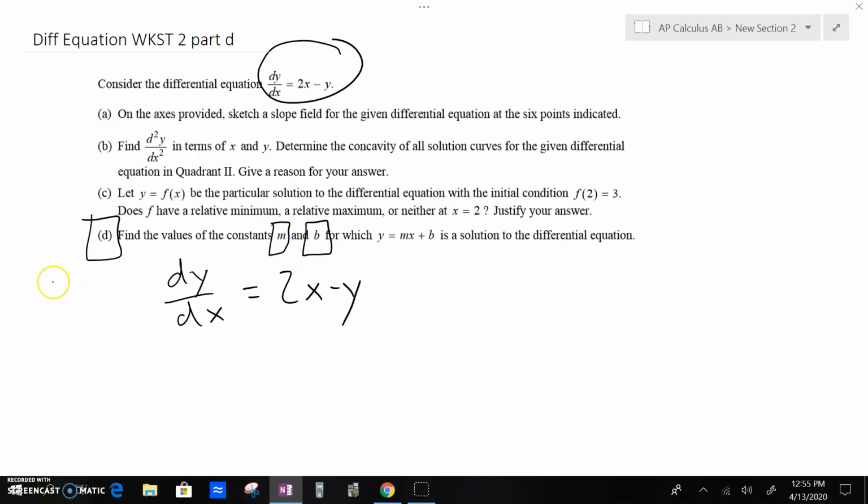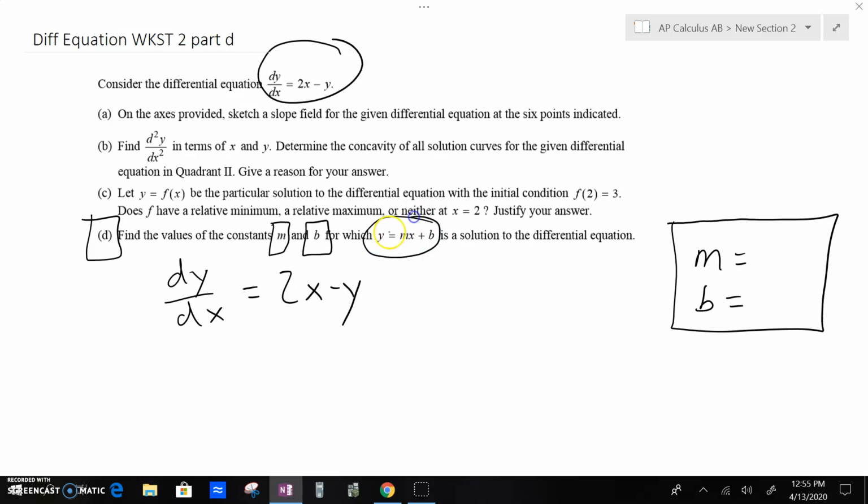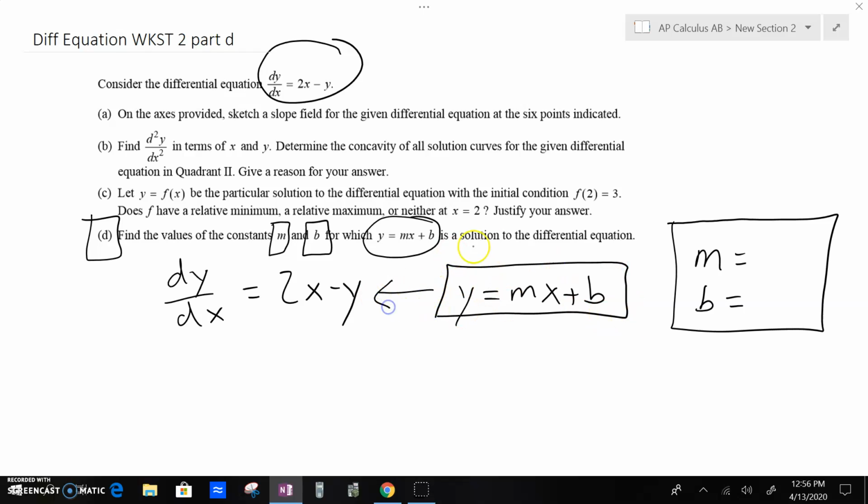We want values. So our final answer, and I know this seems like a little thing, but sometimes it can get easy to get bogged down in a problem and forget what you're actually trying to do. We're trying to come up with numbers for m and for b. To do that, we've been given this linear function, y equals mx plus b. And they're saying that this thing, y equals mx plus b, is a solution for the differential equation.